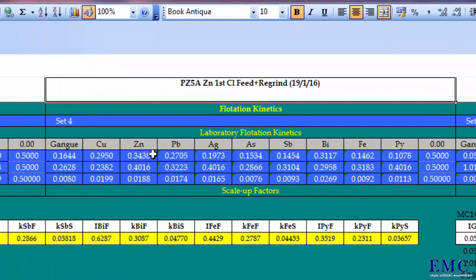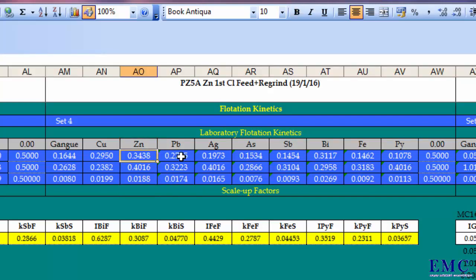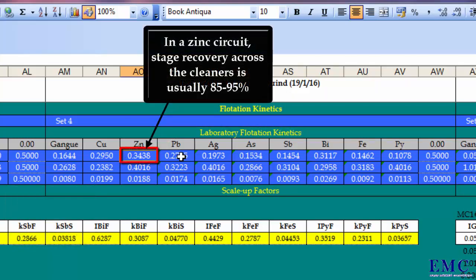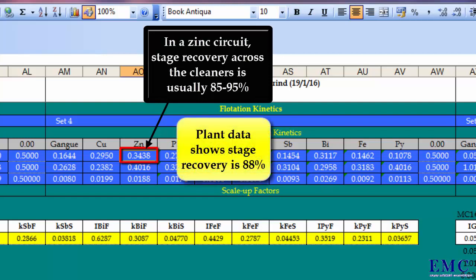And you can see that the kinetics for the zinc are very low for a zinc cleaner. 34% of the zinc is fast floating fraction with a rate of 0.4. That's a fast rate, and a slow rate of 0.0188. The fast floating fraction of 0.34 means that 34% of zinc is fast floating, and this value is also a stage recovery across the zinc cleaners. This is low. Normally one can expect a stage recovery of 85 to 95%, so this value should properly be at least 0.85, and plant data shows that stage recovery is actually 88%.